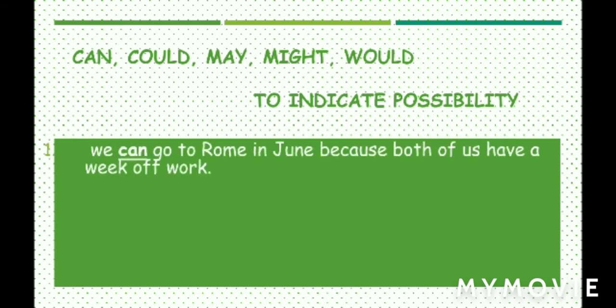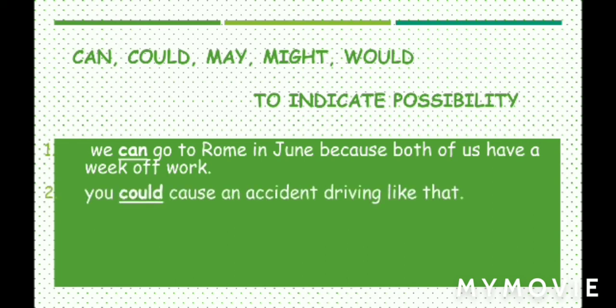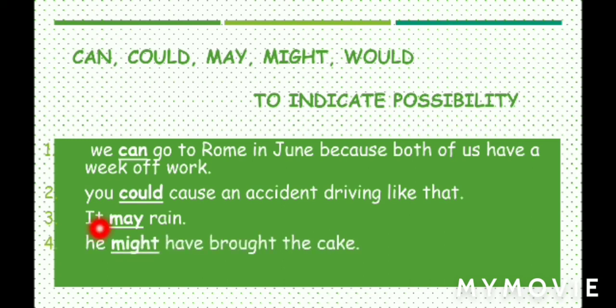We can go to Rome in June because both of us have a week of work. This modal verb can is showing over here possibility of visiting Rome. Next one, could. You could cause an accident driving like that. Now this could is showing possibility of meeting an accident. Number 3, it may rain. Now may. Next is might. He might have brought the cake. So there is a possibility of him buying a cake going back home.